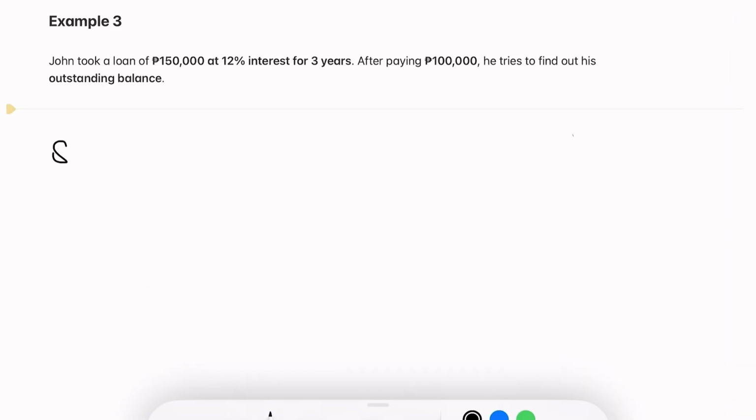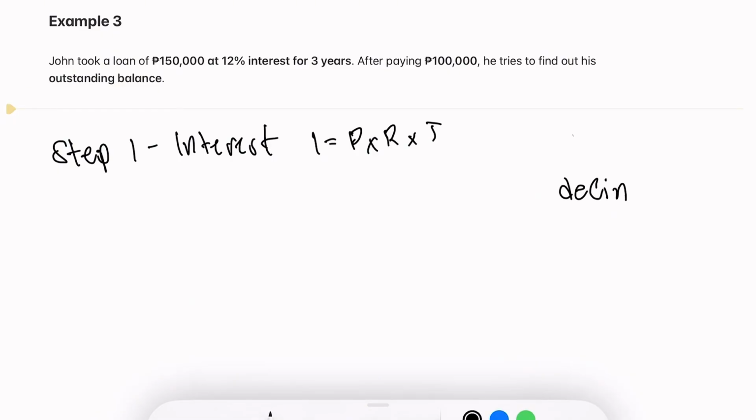Now let's proceed to our example number 3. Same process as the 2 examples that I gave you guys. Step 1, interest. To find the interest, we need the formula I is equal to P times R times T. Before that, we have to make our percentage a decimal. So how do we do that? We have to divide our 12% by 100. So 12% divided by 100 is equal to 0.12.